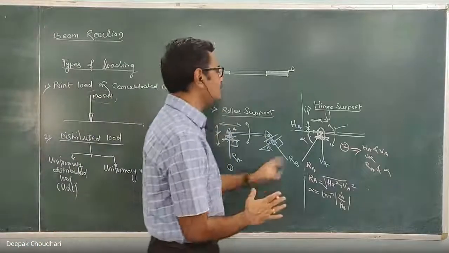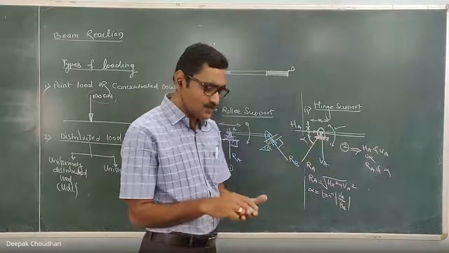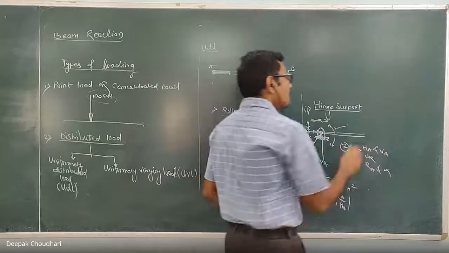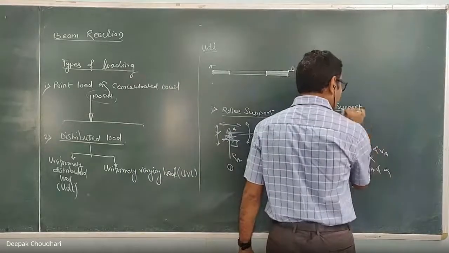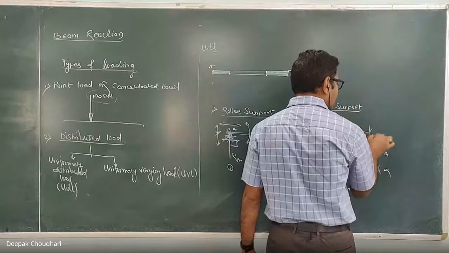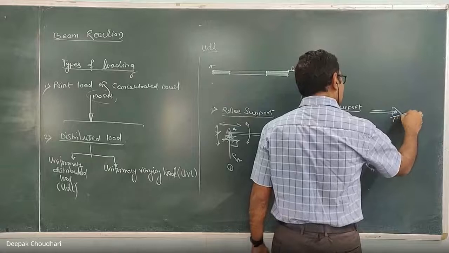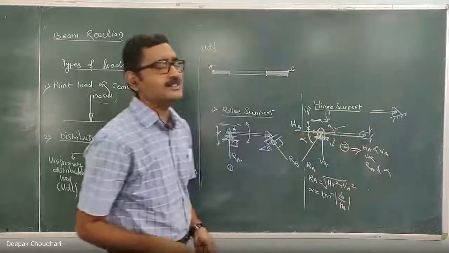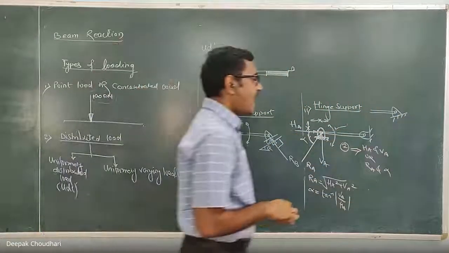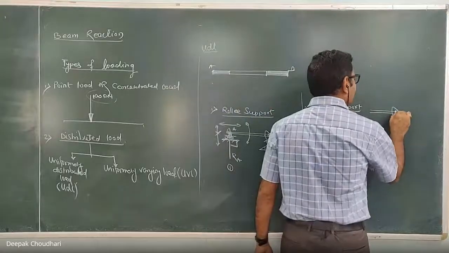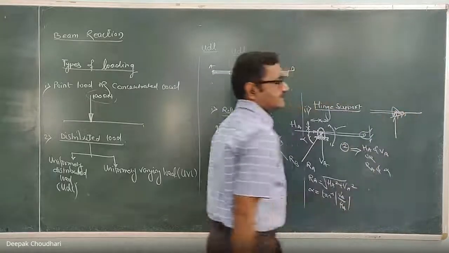So whenever there is a hinge support, we are supposed to show such type of two components of the reaction. Even if the hinge support is resting on a vertical surface like this, or on an inclined surface, it doesn't matter whether it is vertical, inclined or horizontal. As usual, you have to take the horizontal and vertical component of the reactive forces.